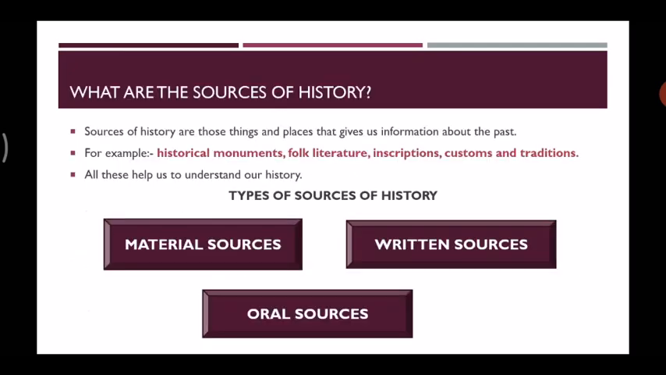Let's move forward. There are various sources to get knowledge about the past. So today we will also see what the sources of history are. Sources of history are those things and places that give us information about the past. For example, historical monuments, folk literature, inscriptions, customs and traditions.